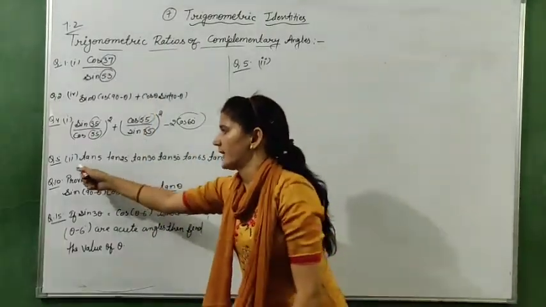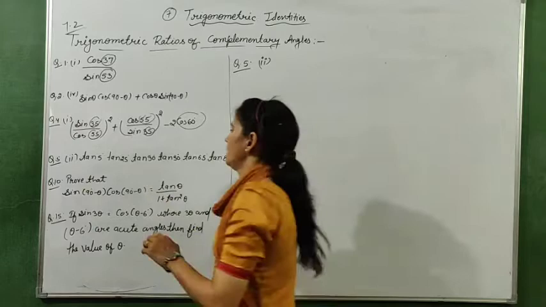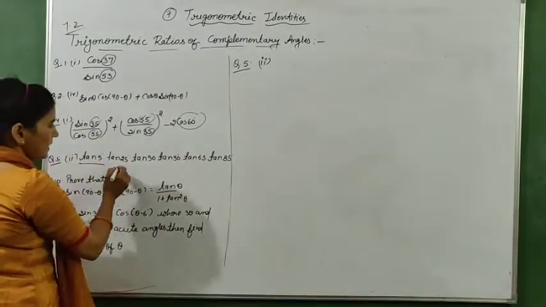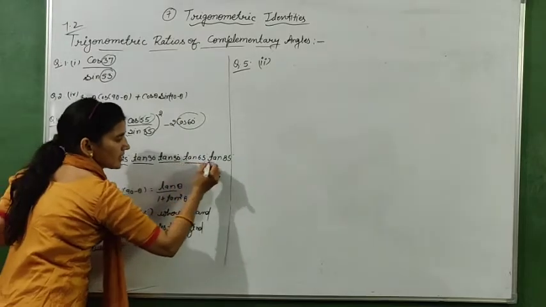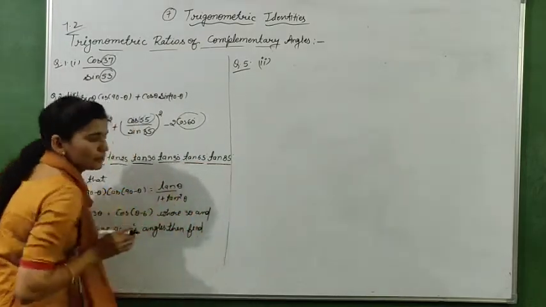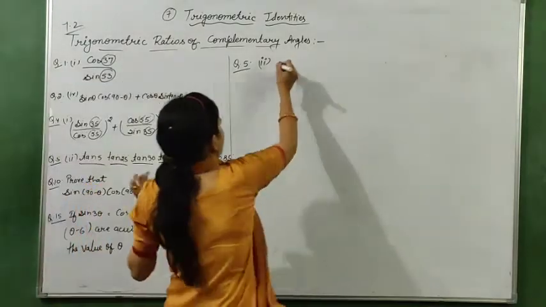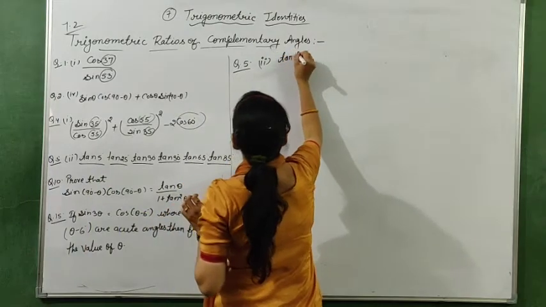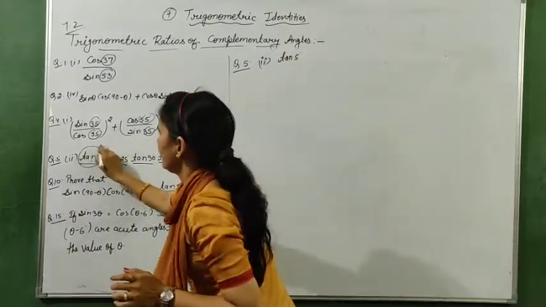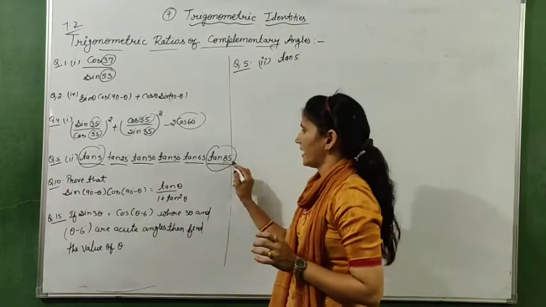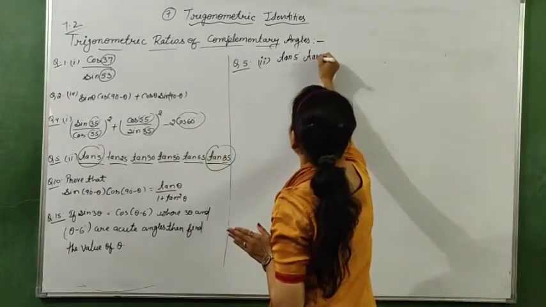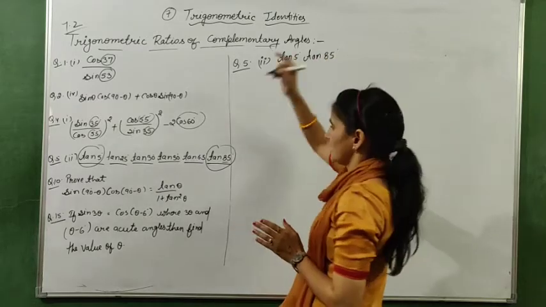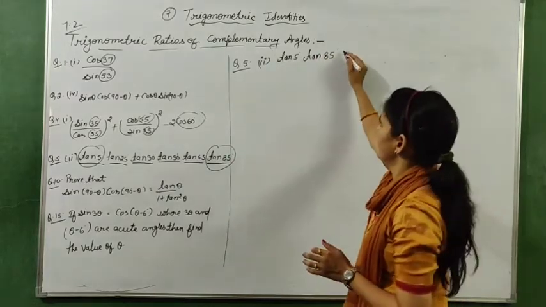Now question number 5, second part. We have to find the value of tan 5 degree into tan 25 degree into tan 30 degree into tan 30 degree into tan 65 degree into tan 85 degree. So 5 degree and 85 degree are complementary angles, so we will write them together: tan 5 degree into tan 85 degree.